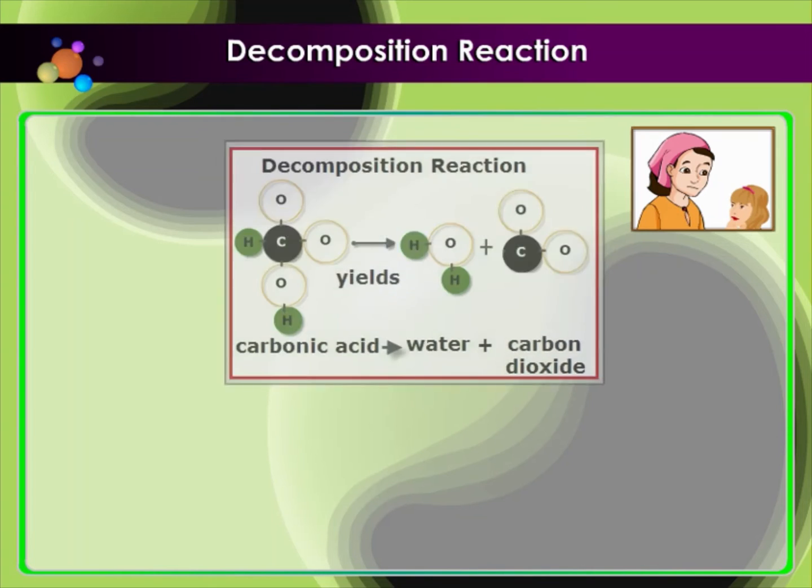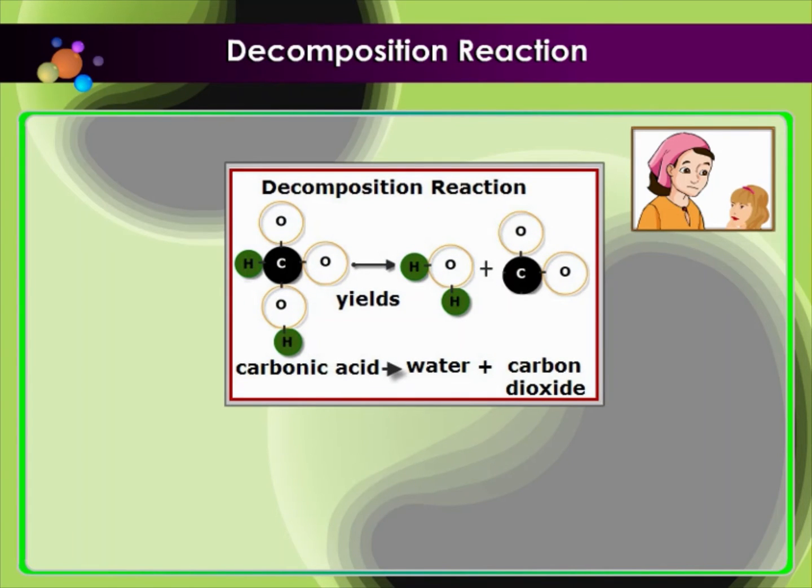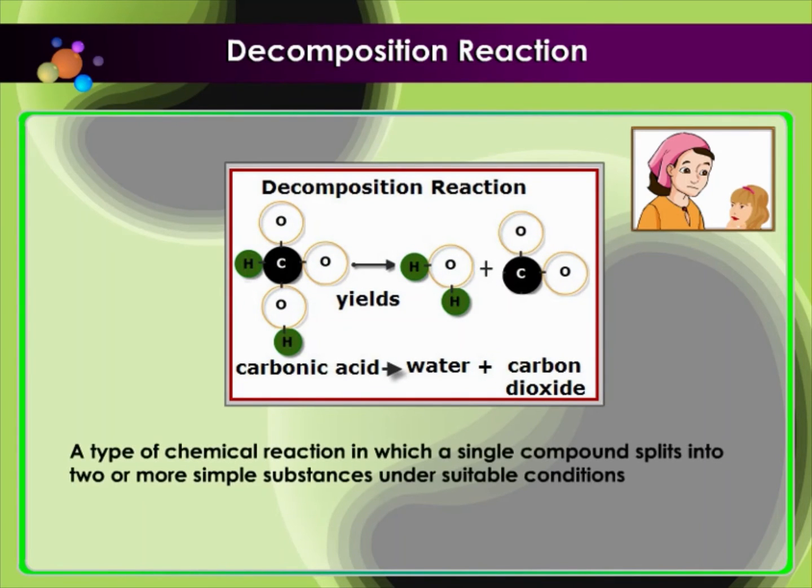So Meena, let me explain to you about decomposition reaction. It's a type of chemical reaction in which a single compound splits into 2 or more simple substances under suitable conditions. It's just the opposite of the combination reaction. Example, carbonic acid yields water and carbon dioxide.